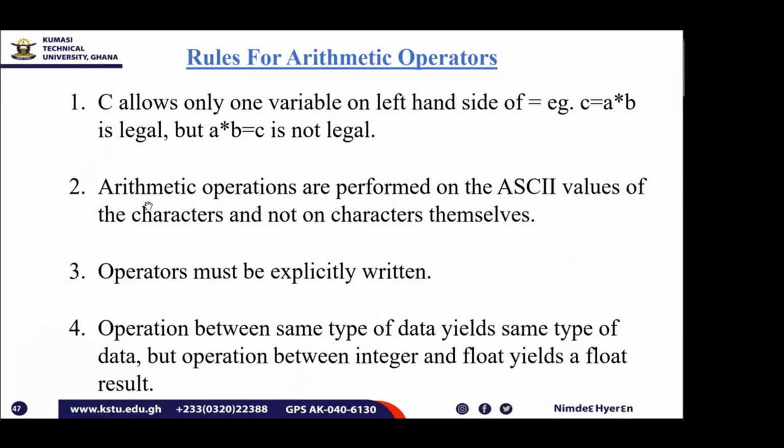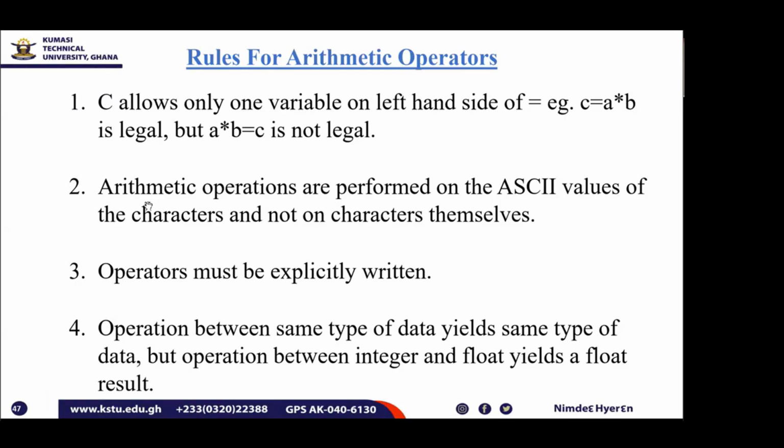Arithmetic operations are performed on the ASCII values of the characters and not on the characters themselves. Now, ASCII stands for American Standard Code for Information Interchange. So when I take a variable, say A equals 5, anytime an arithmetic operation is performed, it is not performed on the A, but rather on the 5. That is basically what this rule means.